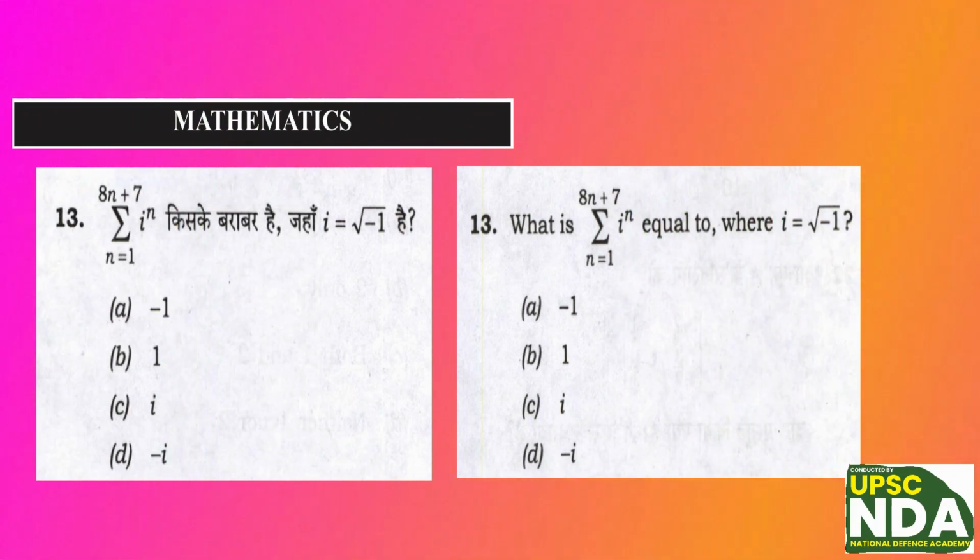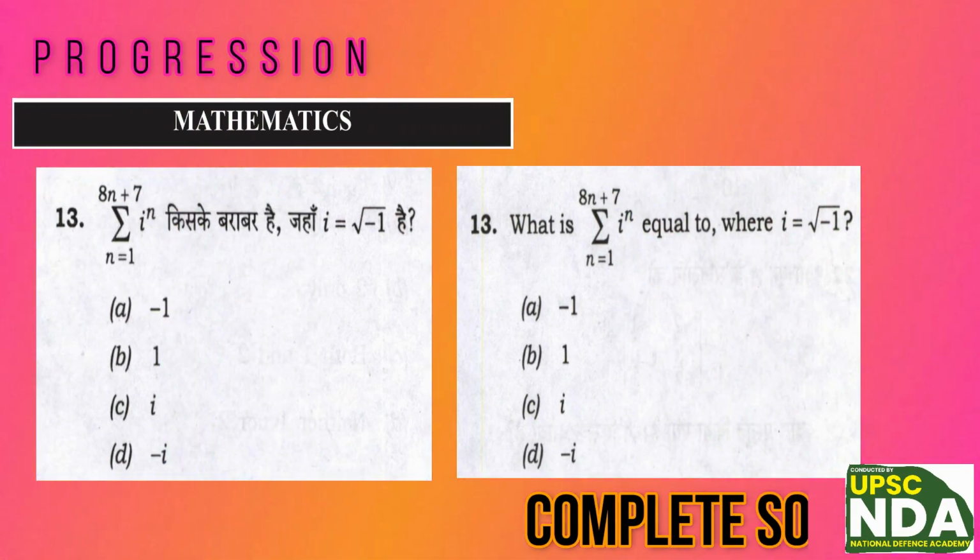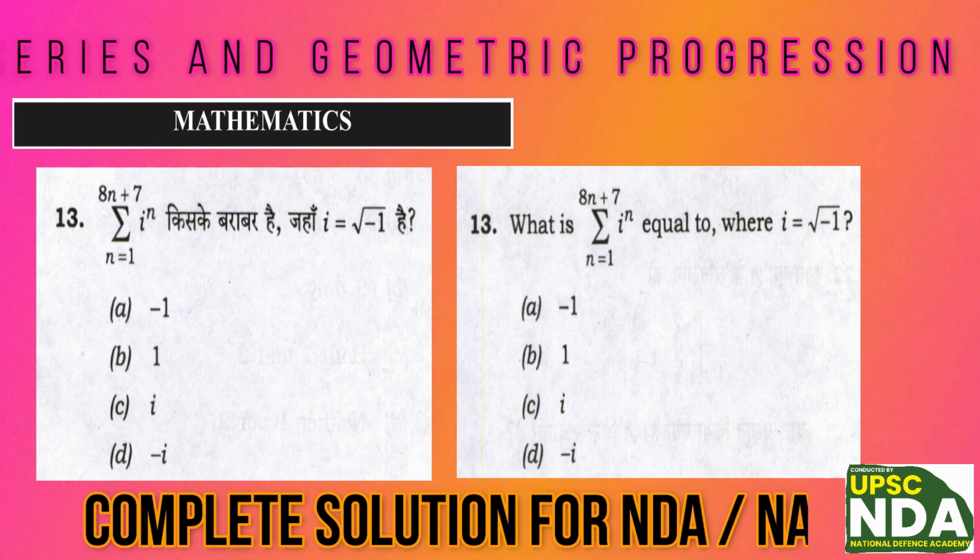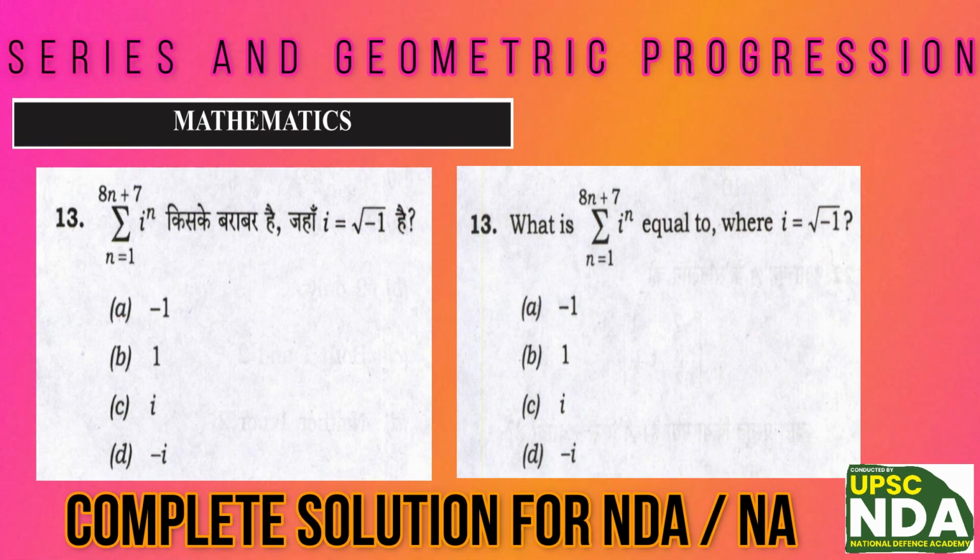Find out the value of the summation from n equals 1 to 8 of i raised to the power of n plus 7. Here i is iota, which comes from complex numbers, so i is equal to the square root of minus 1. This is the value of iota that we have to apply here.